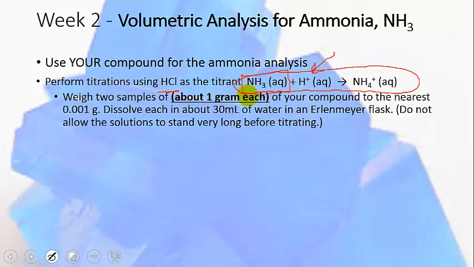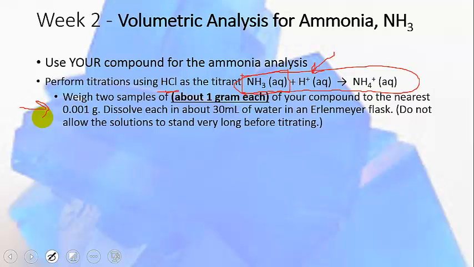It does not say how much to use in your manual. So this is something that your lab instructor could ask you to find out if you actually watched the video. So put this right in your lab manual right now, that you need to weigh out 1 gram of each for your ammonia. Because guess what? If you ask your lab instructor how much to use, they will know that you didn't watch this video. So make sure you write that down. 2 samples of about 1 gram each.